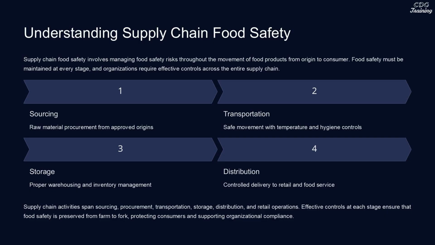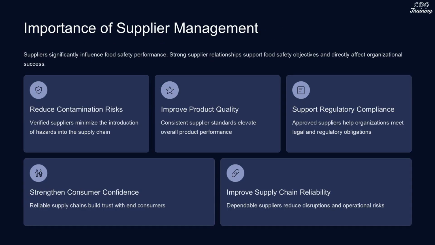Supply chain food safety involves managing risks throughout the movement of food products from origin to consumer. Effective controls are necessary at every stage, from sourcing to distribution, to ensure food safety is preserved. Suppliers play a significant role in food safety performance. Strong relationships with suppliers help reduce contamination risks, improve product quality, support regulatory compliance, strengthen consumer confidence, and enhance supply chain reliability.